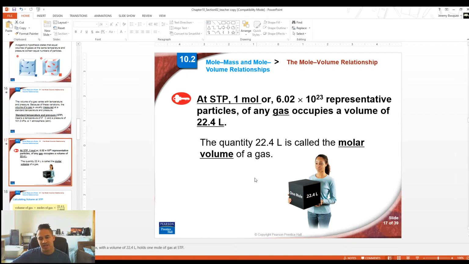And at standard temperature and pressure, 1 mole, or 6.02 times 10 to the 23rd particles of any gas will always occupy 22.4 liters of space. Okay, this is a constant number. This is what we call molar volume. So if you take any gas, you put it at STP, and you have 1 mole of that gas, it will take up exactly 22.4 liters of space. Doesn't matter what gas it is. So this is another conversion factor that we are going to use.